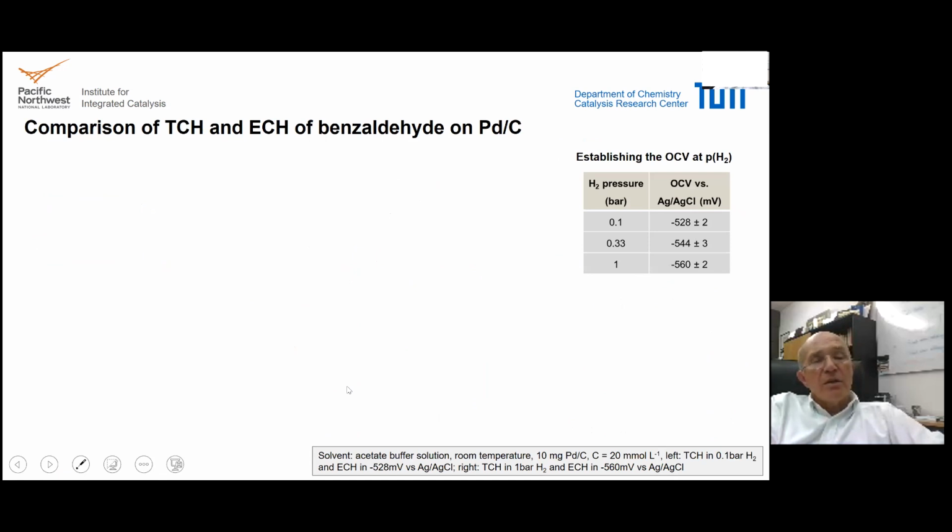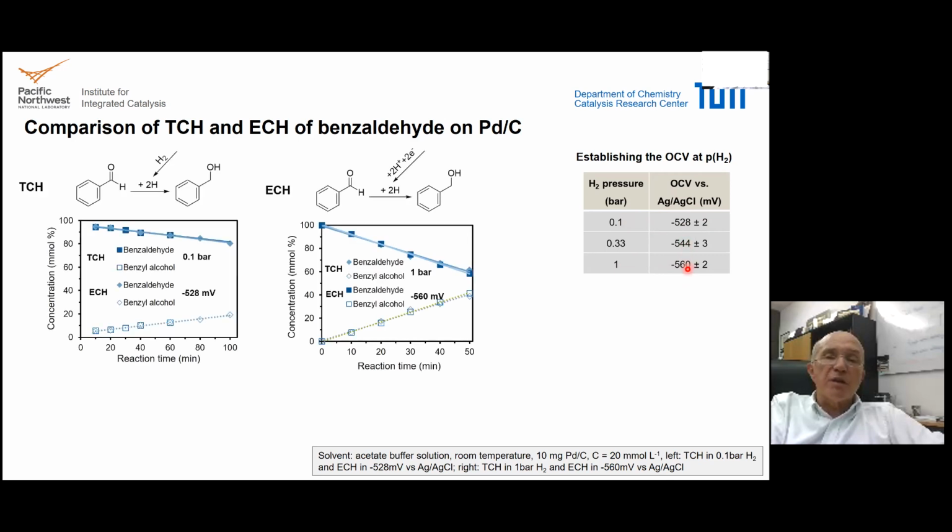We can go one more step. We can actually set the chemical potential of the metal by changing the hydrogen pressure. So we go here from 0.1 bar to 1 bar. That changes the open circuit potential and the open circuit voltage as a consequence in this case.